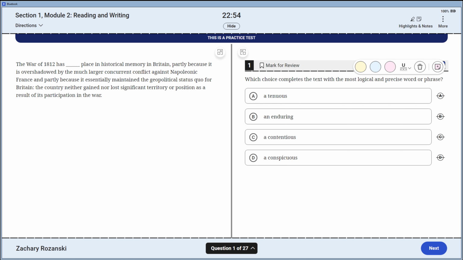I want to decode this. I'm going to read it partly because it is overshadowed. So signal element, context clue. That seems to be positive, or is it a negative thing? It was overshadowed, so it sucked by the logic. And we've got another signal element, so we'll keep looking, because it essentially maintained the status quo. I do see this signal element here kicking me forward over here, but I think that's just going to define status quo, which I know means nothing changed.